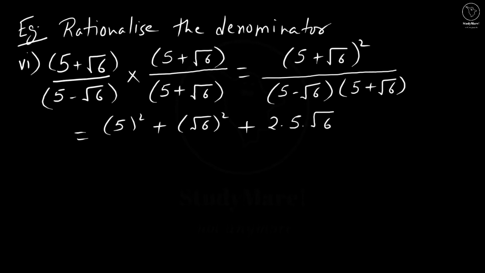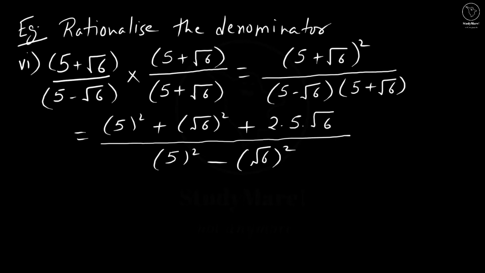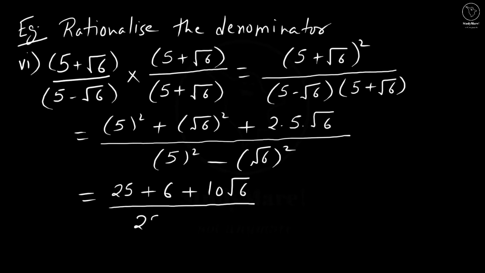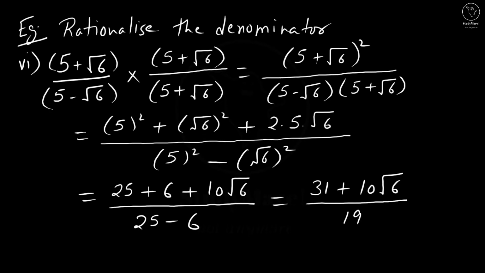using the identity (a + b)² = a² + b² + 2ab, divided by 5² − (√6)², using the identity (a − b)(a + b) = a² − b², which equals (25 + 6 + 10√6) divided by (25 − 6), which equals (31 + 10√6) divided by 19.